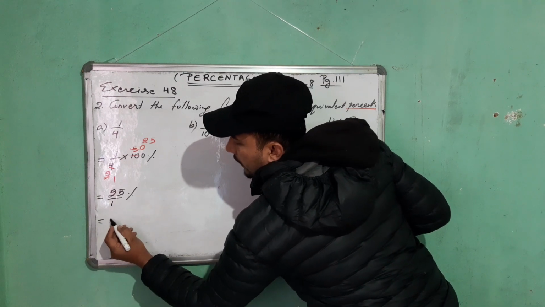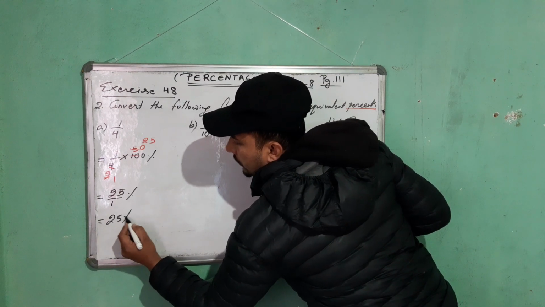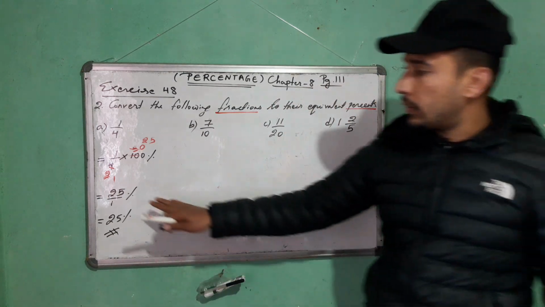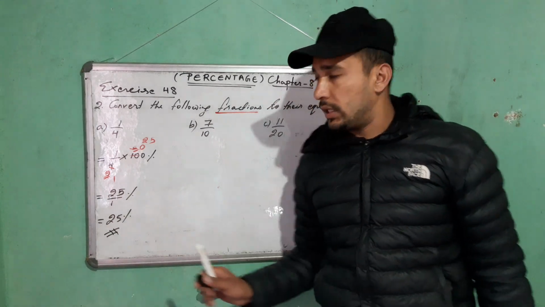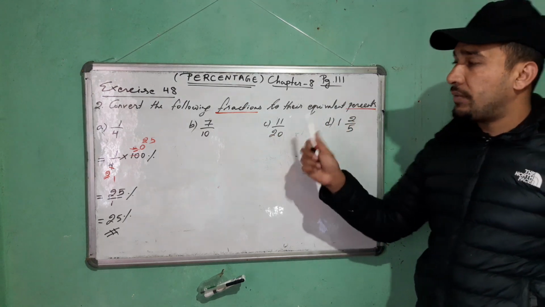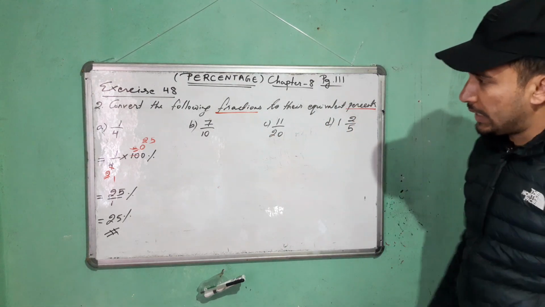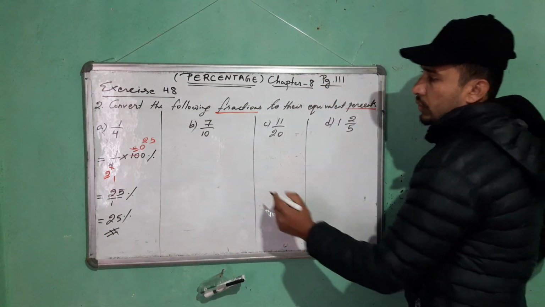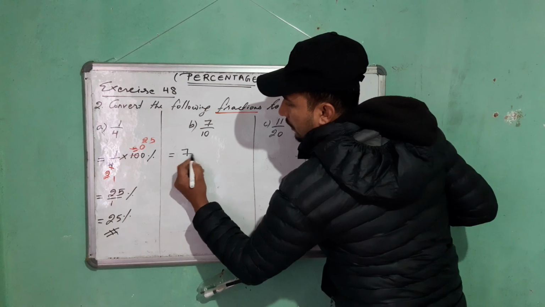So 25 divided by 1 means 25% only. Okay, anything divided by 1 will be that number only. 25 upon 1 is 25 only. So while converting fractions to percents, you have to multiply by 100. Remember that.